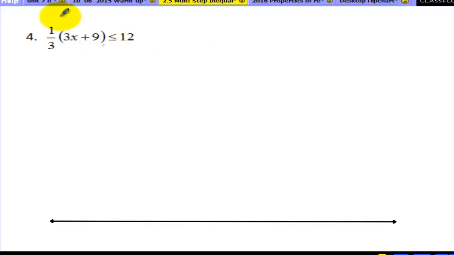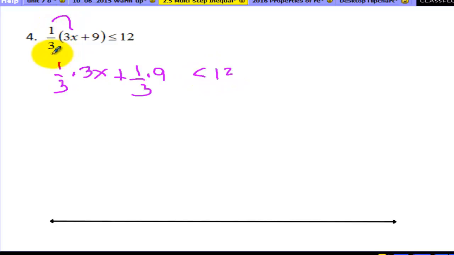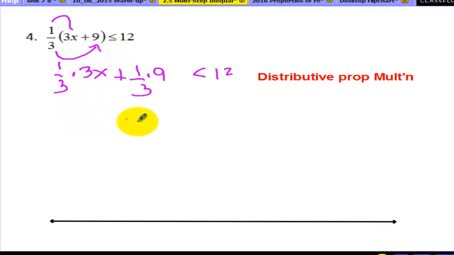Alright, next question. Here, I'm going to distribute 1/3 to 3x and 9. So 1/3 times 3x, 1/3 times 9 will be this. So that's our distributive property over addition. Next, we can simplify 1/3 times 3 is just equal to 1. So that's using our multiplicative inverse. It will just be equal to x.